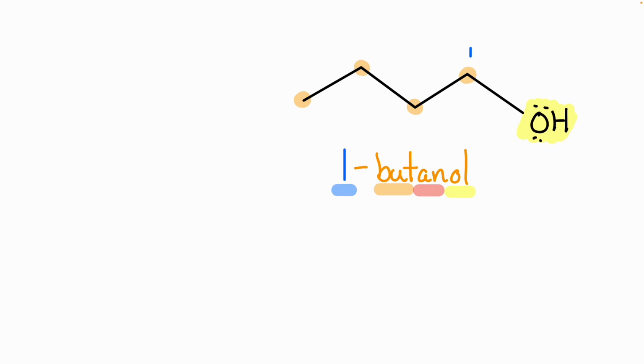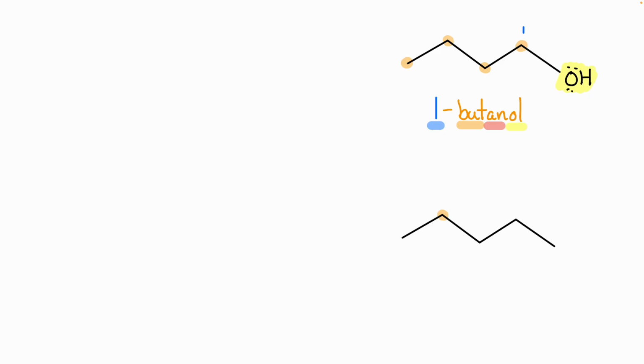All right, so then we're going to take this alcohol and we're going to oxidize it. Remember, we can take alcohols, primary alcohols specifically, and oxidize them to make aldehydes. So replace that carbon-oxygen single bond with a carbon-oxygen double bond.